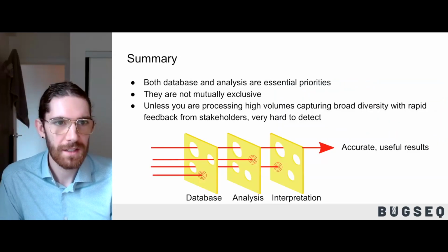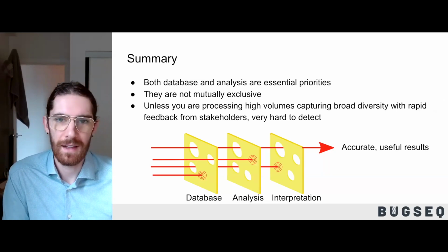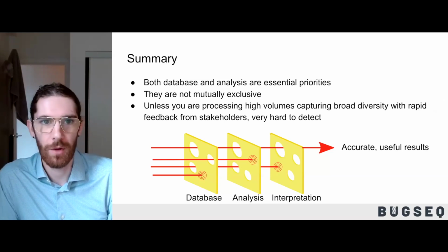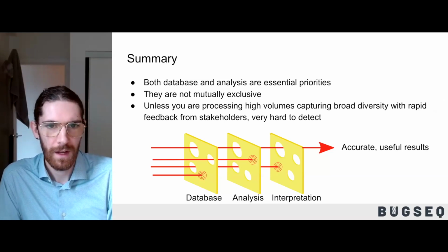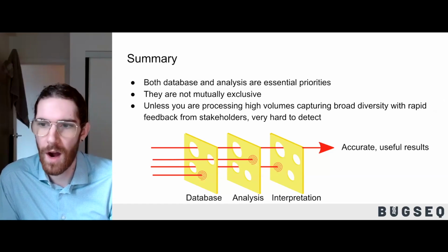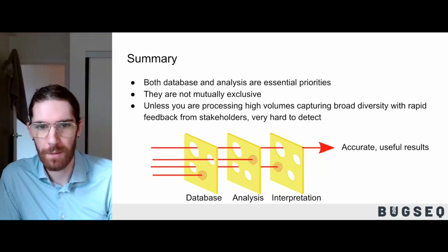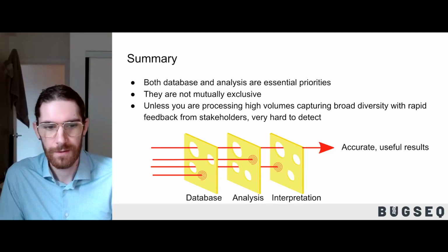So just to summarize, I think I've really highlighted that both the database and the analyses are essential priorities in the context of translating metagenomic assays into clinical settings. They're not mutually exclusive. And unless you're processing high volumes and capturing a wide diversity with feedback from multiple applications, it's very hard to detect when these changes occur.